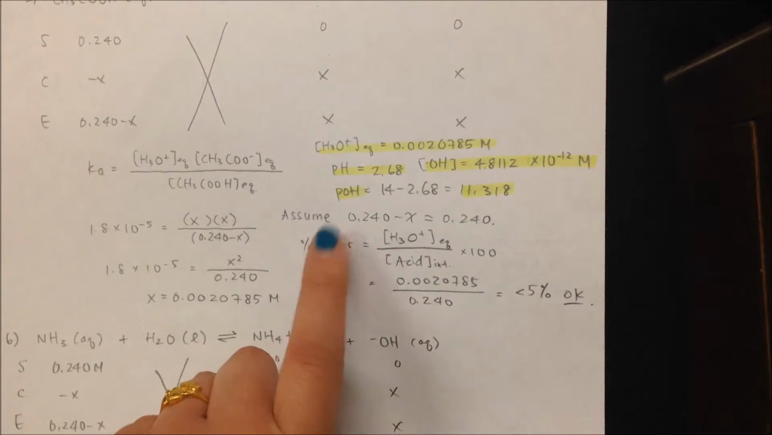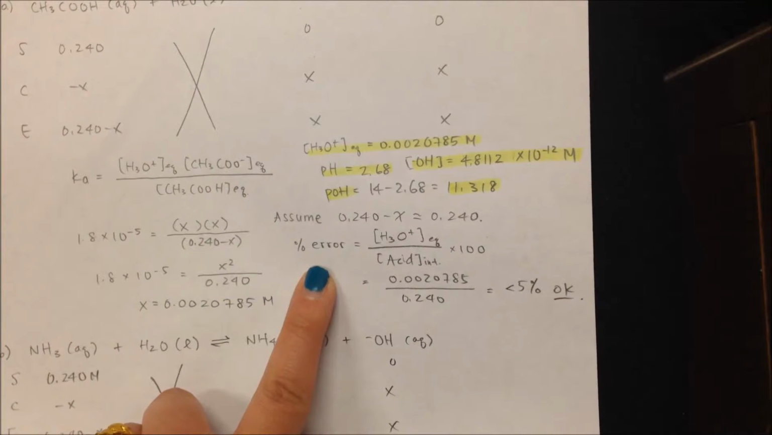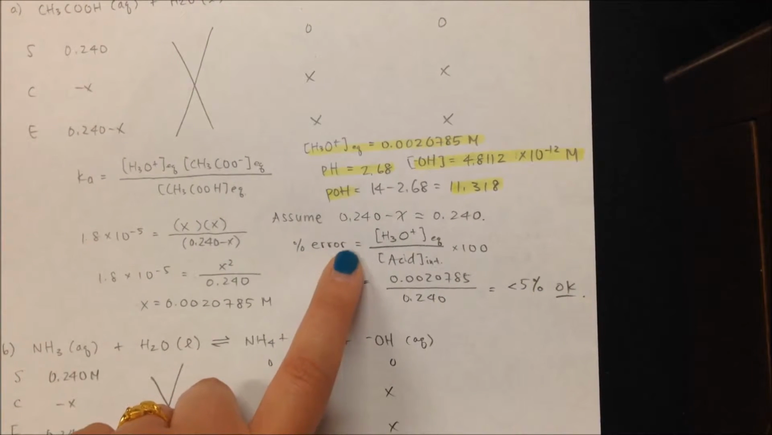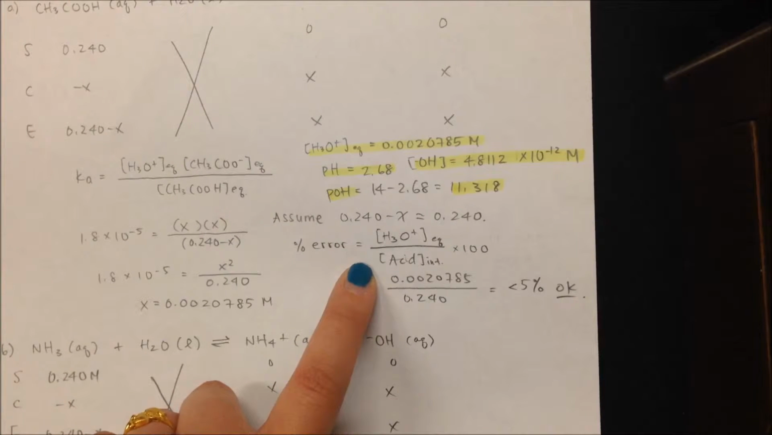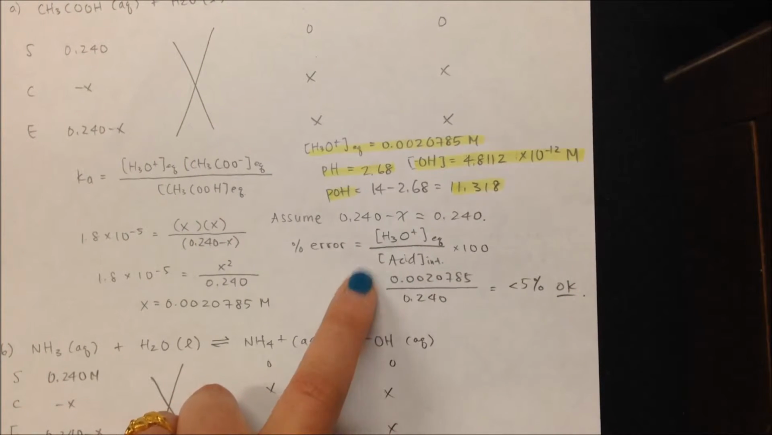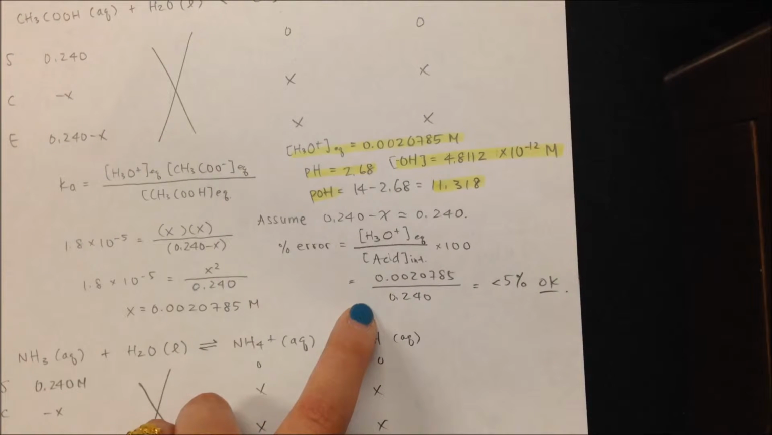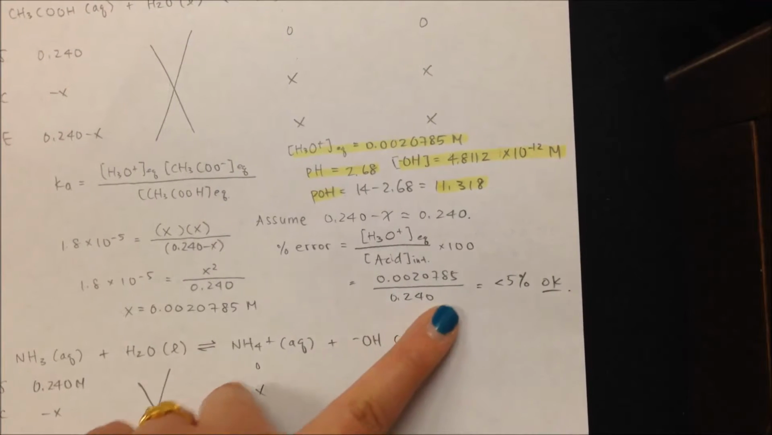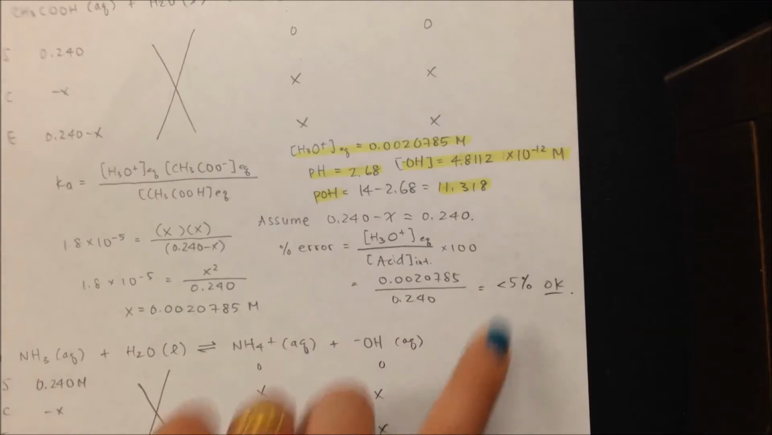So after I find x, I need to calculate the percent error, which is H3O plus at equilibrium over the initial acid concentration times 100. So you'll have 0.00020785 divided by 0.240, and the answer is less than 5%. So the assumption is okay.